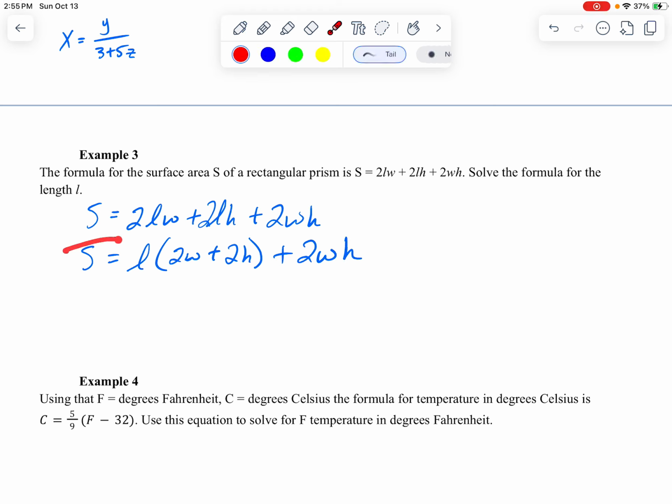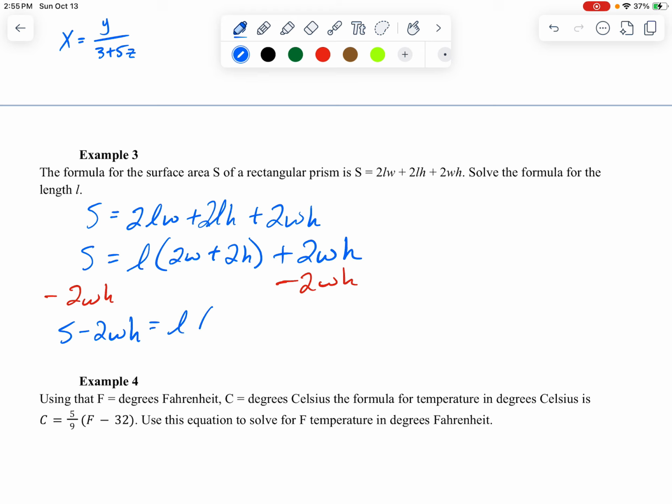And so again, I'd forget about this for a second here, and remember I'm just trying to get this L all by itself. So I've got two terms to get rid of. I'm going to have to subtract away this term, and then divide off this term, and I'll be there. So we want to do this one first, minus 2WH. And so we end up with S minus 2WH equals L times 2W plus 2H.